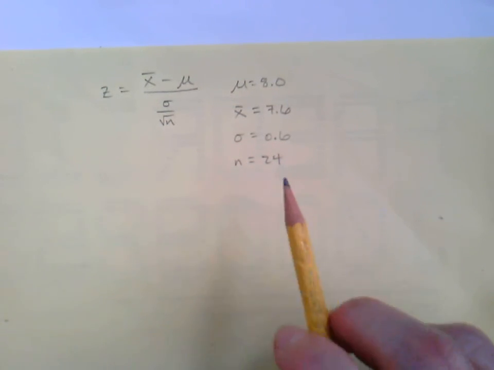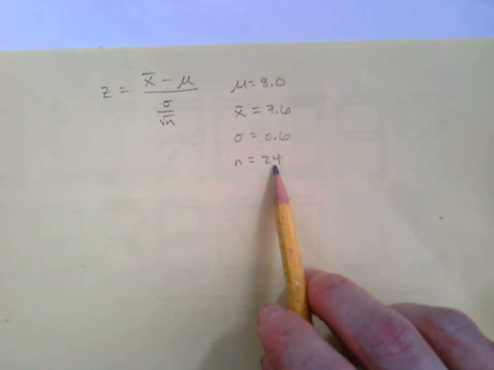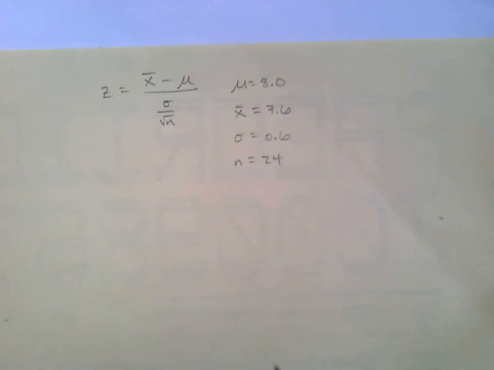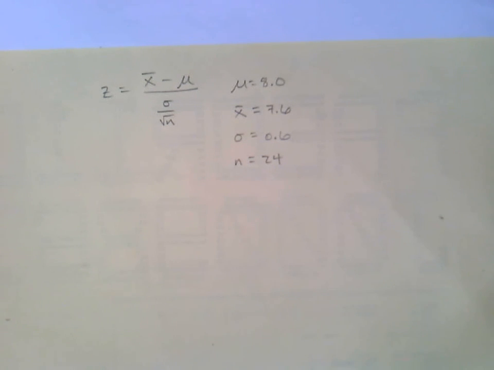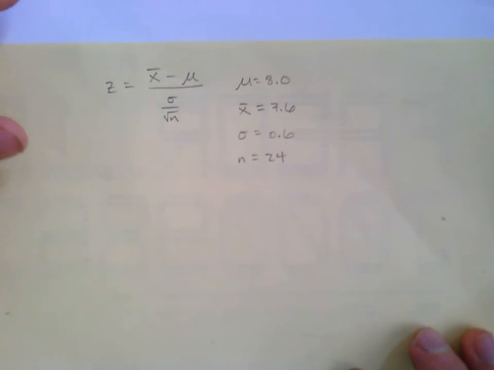You may notice, hey, the sample size is 24. That's less than 30. Is that a problem? But it also says that the population is normally distributed. That's okay because it's normally distributed in the first place. So it's all right if we pick something less than 30.